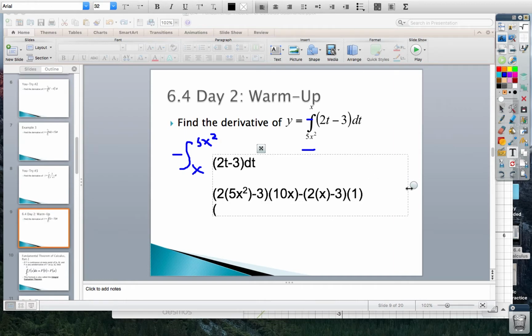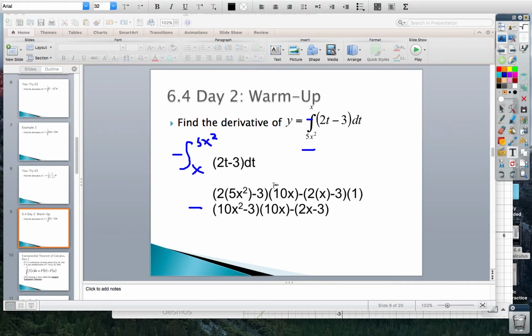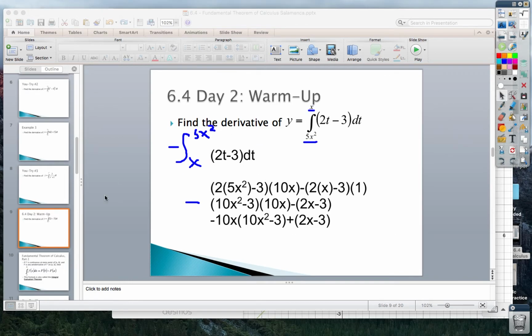This turns out to be 10x squared minus 3 times 10x minus 2x minus 3. Keep in mind there was a negative in front of the whole thing from the beginning. So we're going to put that negative back over there. And now we're going to be left with negative 10x. Notice I pulled the 10x to the front, put the negative in front, times 10x squared minus 3 plus, because the negative times the negative is positive, 2x minus 3. And that's your final answer. You can clean it up if you want, but remember, we don't have to.